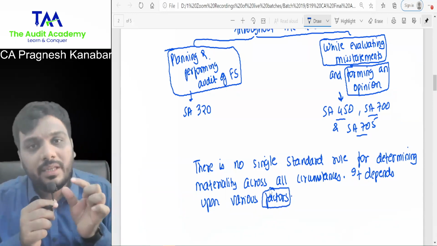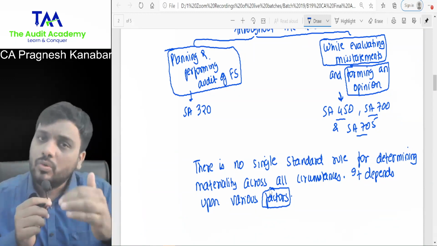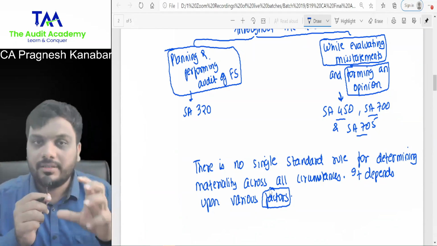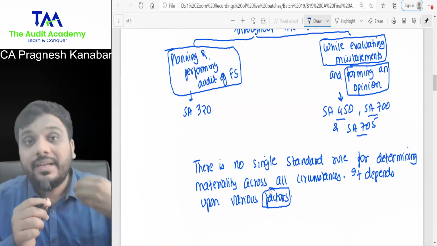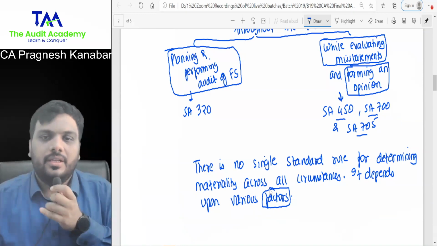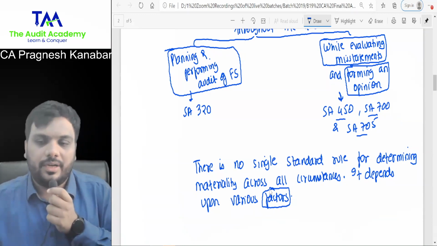Do you understand the meaning of the word factors? It is so important to understand this meaning in audit subject. Whenever you come across the word factors, it means the points that help you to take a decision. All right. The points that help you to make a decision. That is nothing but the word factors.